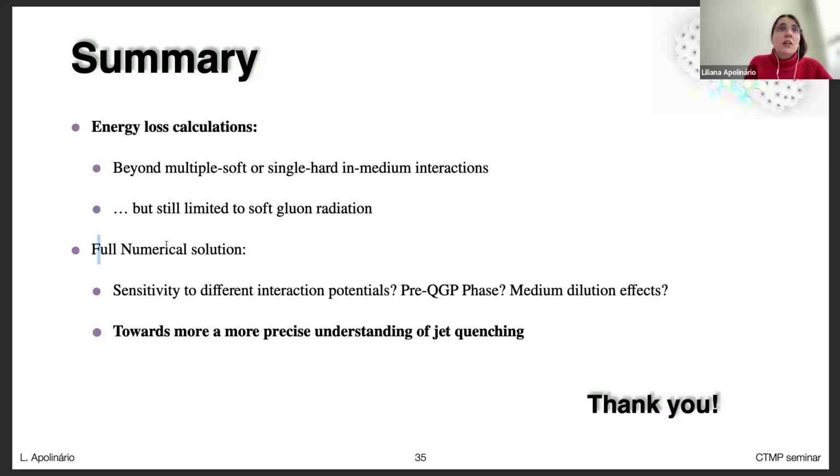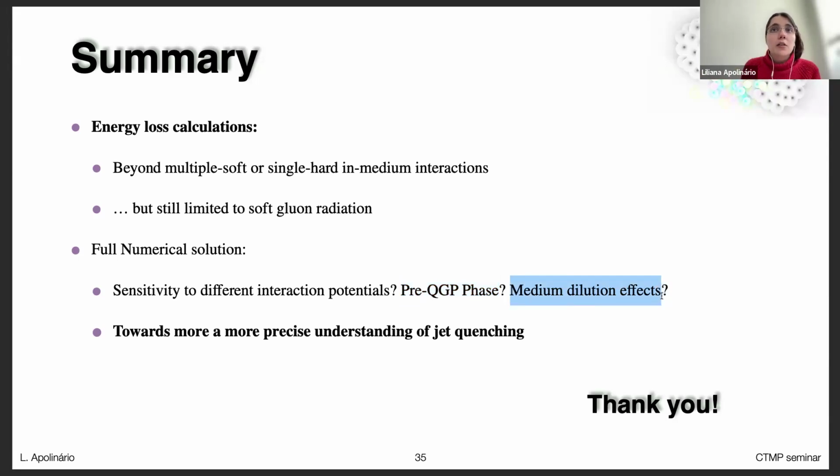The advantage of using a full numerical solution is that for the first time we seem to have some sensitivity to different interaction potentials that we can now test. We also have some sensitivity to the pre-QGP phase with this simultaneous analysis of the v2 and the RAA, and a better understanding of exactly what is going on in there. As you also asked, it's not exactly the most important thing, but this comes from the interference of having something that is not the QGP as we depicted and the QGP itself. And of course, we now can consider the medium dilution effect.